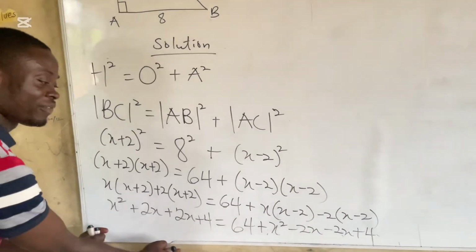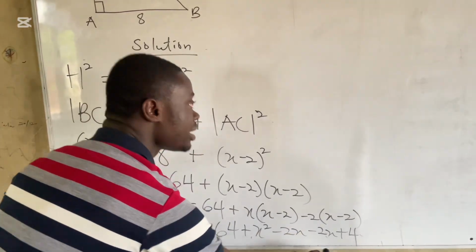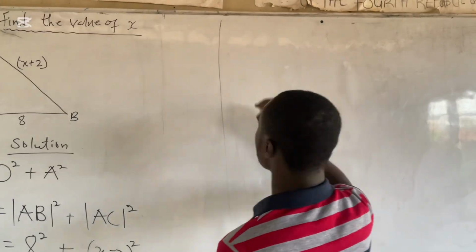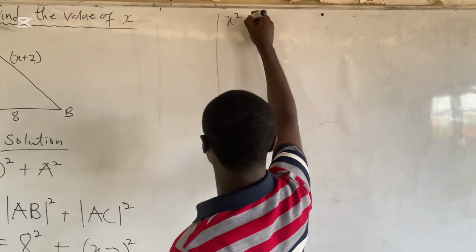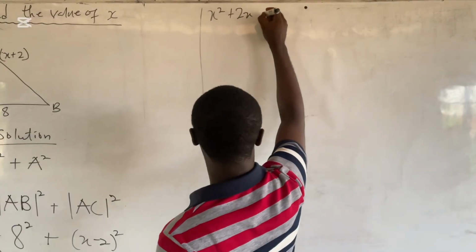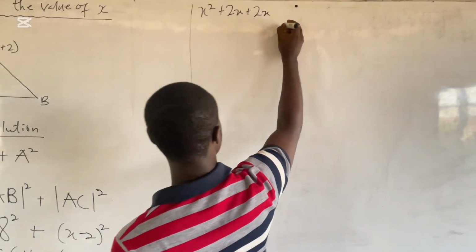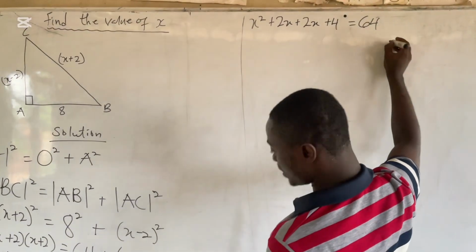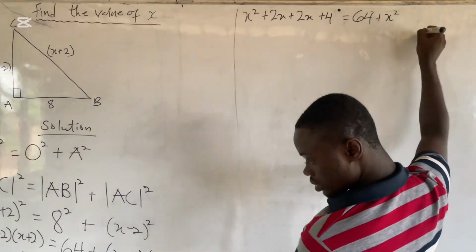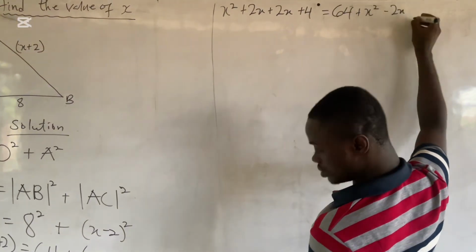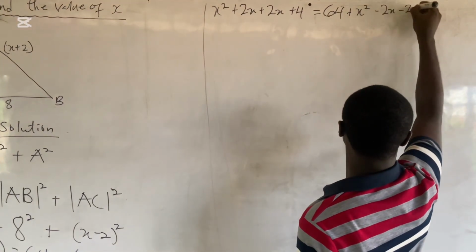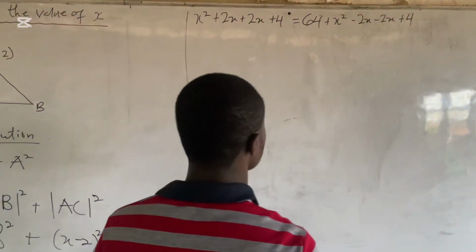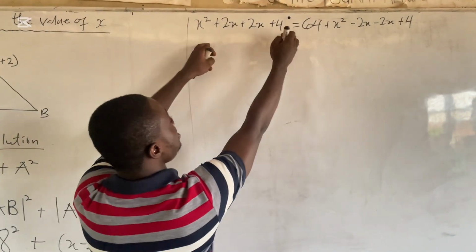So let's deal with those here first. When we are done, we come and deal with those here also. So let's continue from here. Okay, so we have x squared plus 2x plus another 2x plus 4 to be equal to 64 plus x squared minus 2x minus another 2x plus 4. Okay, so let's do this. As I said, let's deal with those here first.